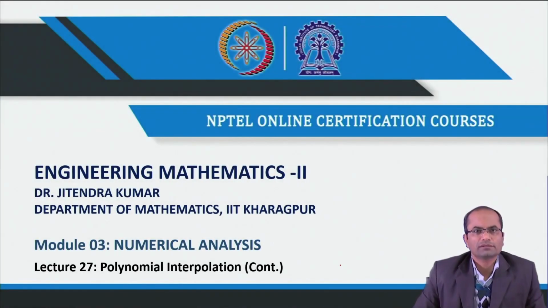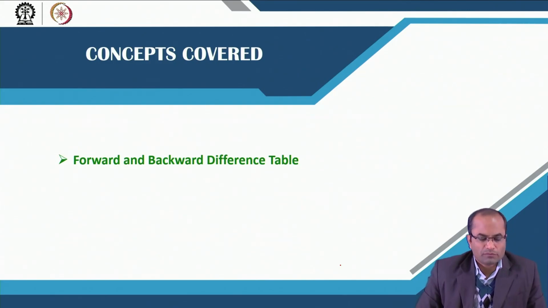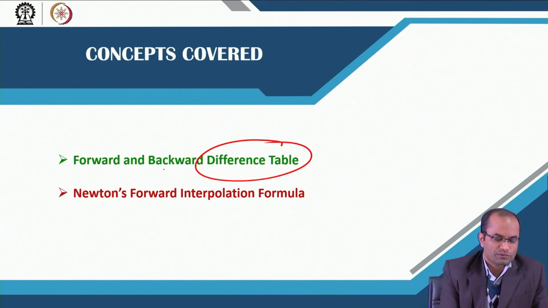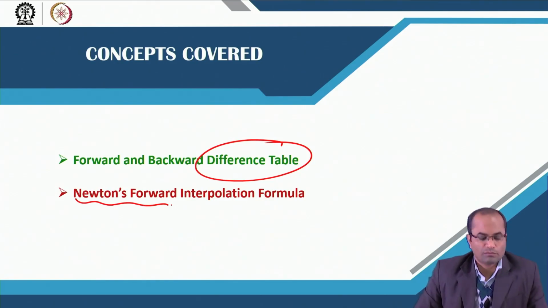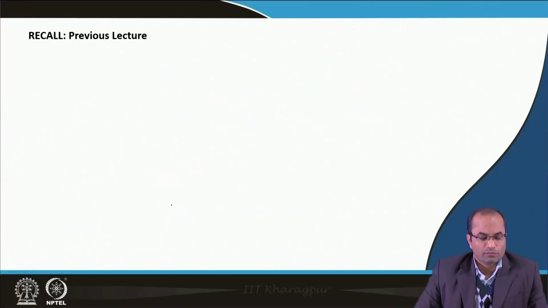So, welcome back to lectures on engineering mathematics 2, and this is lecture number 27 on polynomial interpolation. This is the second lecture on the same topic. In this lecture we will be talking about forward and backward difference tables, and these difference tables will be used to derive Newton's forward interpolation formula as well as Newton's backward interpolation formula.